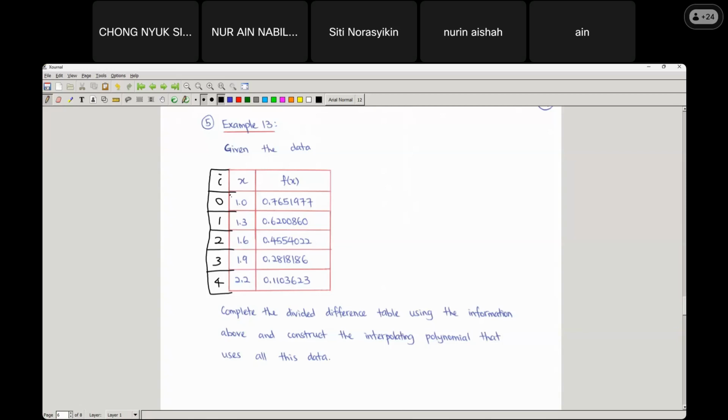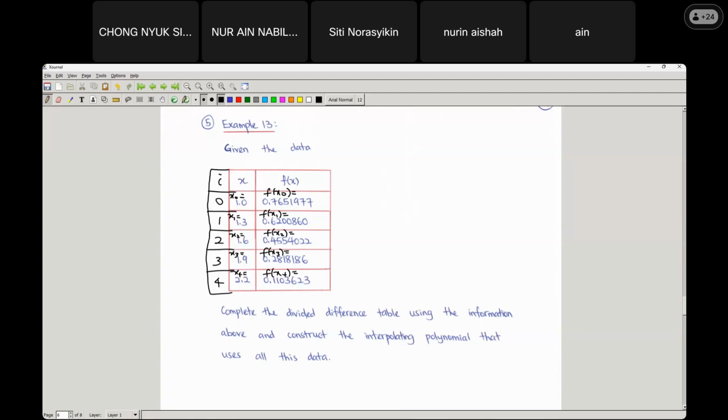So we know that this value is equal to x0. We know that this is x1, this is our x2, this is our x3, and this is our x4. This one is f(x0), this is our f(x1), this is our f(x2), this is our f(x3), and this is our f(x4). So this is our data point.